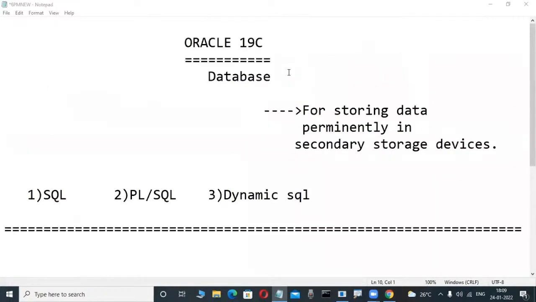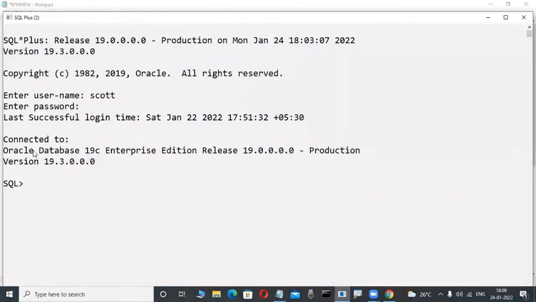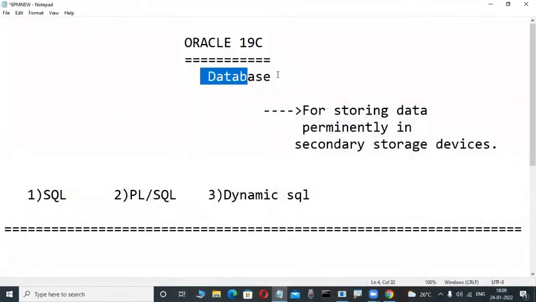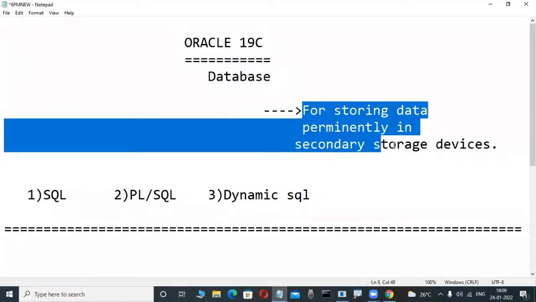Concentrate here. Anybody who did not attend the previous classes, don't worry. Simple. Oracle is a product from Oracle Corporation. 19c is a version. This Oracle is a database product. The previous class notes are just for an idea. Newcomers, what is the purpose of this database product? For storing data permanently in a hard disk.